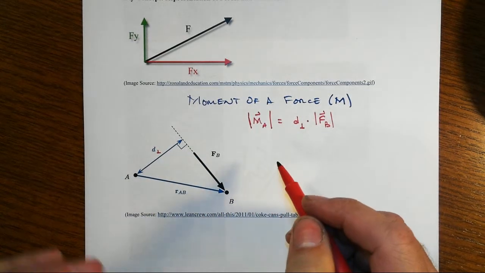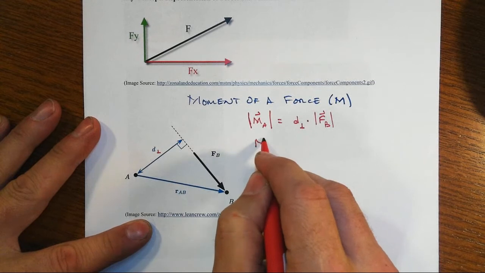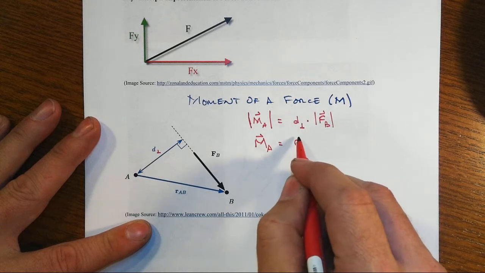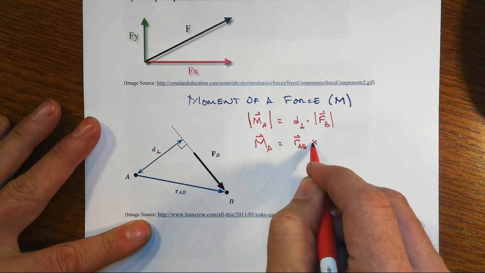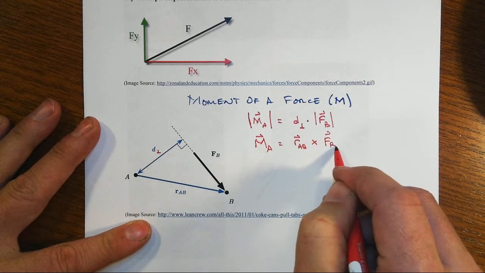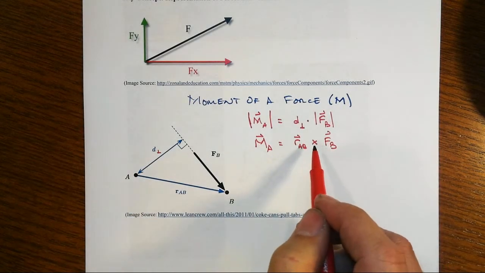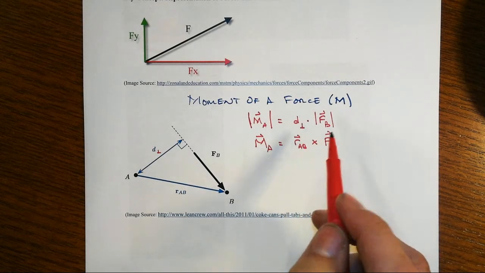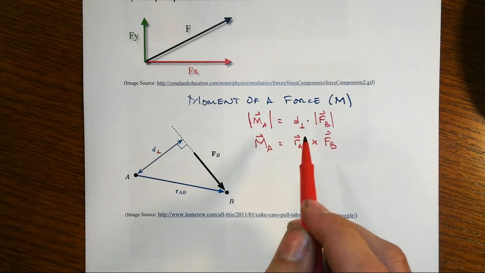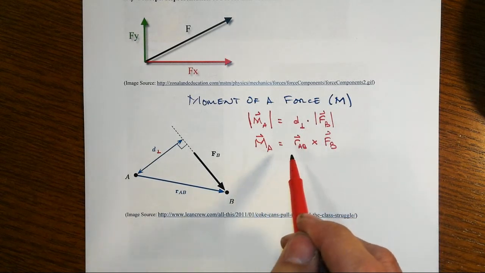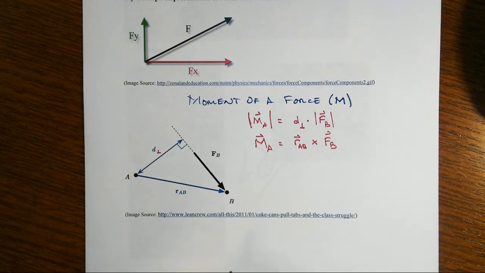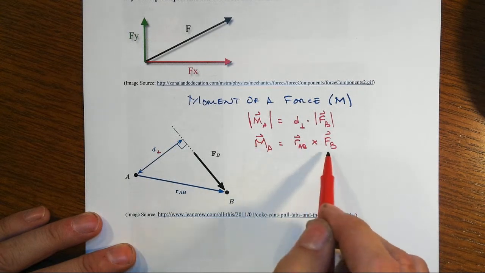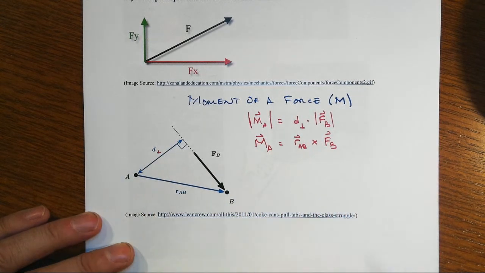Now from a pure vector notation standpoint, we could describe this as the moment at A is equal to this position vector cross the force vector. The cross product is something we'll work with at another time. We're going to predominantly focus on the scalar representation because we're going to be in 2D, and oftentimes this vector notation approach is most convenient when you have more complicated situations, particularly in 3 dimensions. So I don't want to spend too much time on that, but rather I want to focus on the scalar representation.